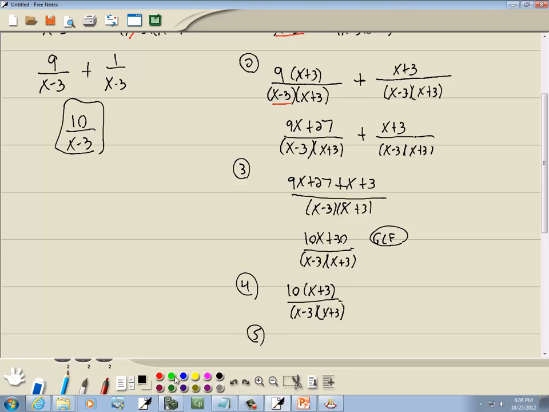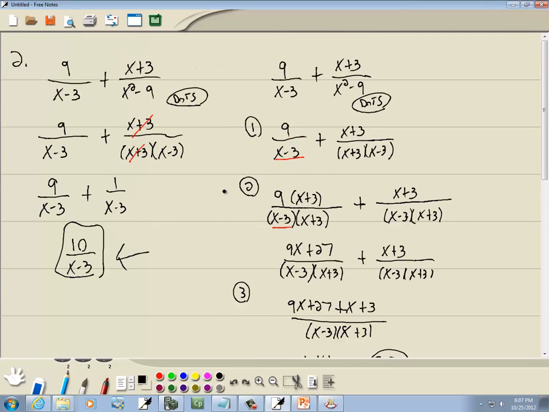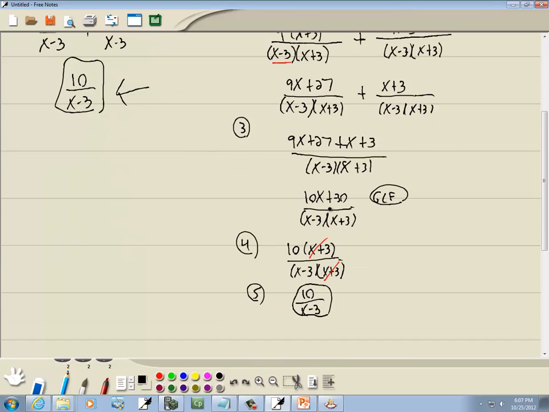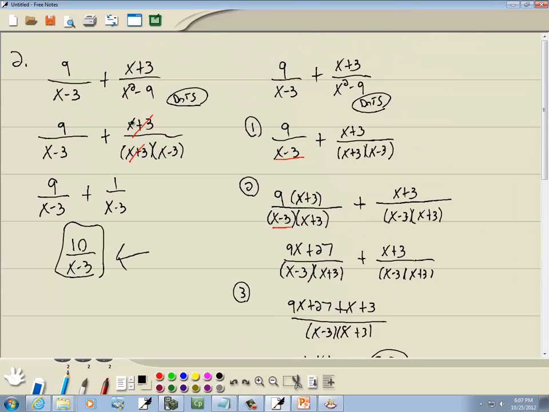Step 5. Cancel if possible. Well, here's an x plus 3, here's an x plus 3. So those are going to cancel. And we've got 10 over x minus 3 as our answer, which happens to match what we got right here. But you can see the steps are a little bit more than that. But again, those 5 steps will work on all of these problems. If you see that shortcut, fantastic. Go ahead and use it.